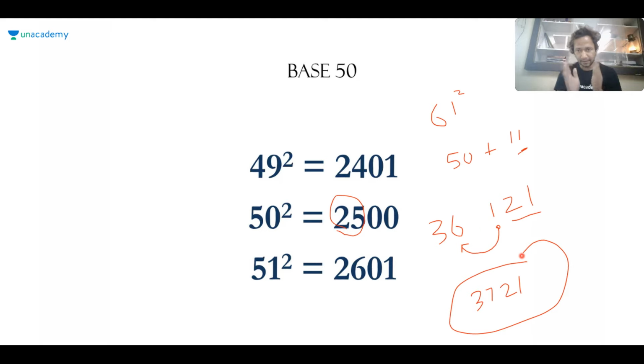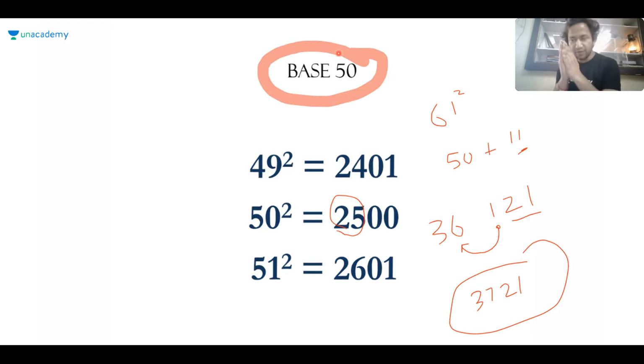Well, now going to what I said 10 minutes ago. I said that we need to remember the squares from 1 to 25. Now, what does that mean? That means that if I consider the base to be 50, then I can move 25 steps backward and 25 steps forward. That means I'll be covering all the squares from 25 to 75 with the help of base 50. I hope this answers your question, Priyadarshini.